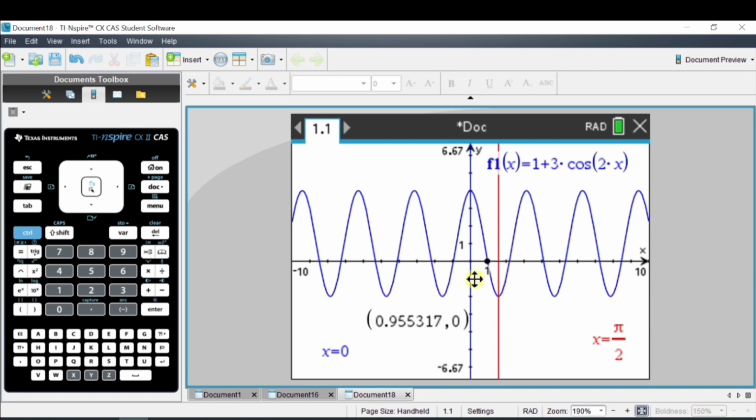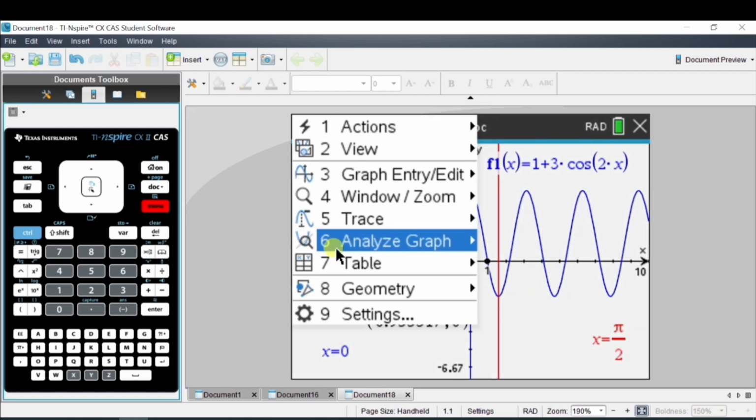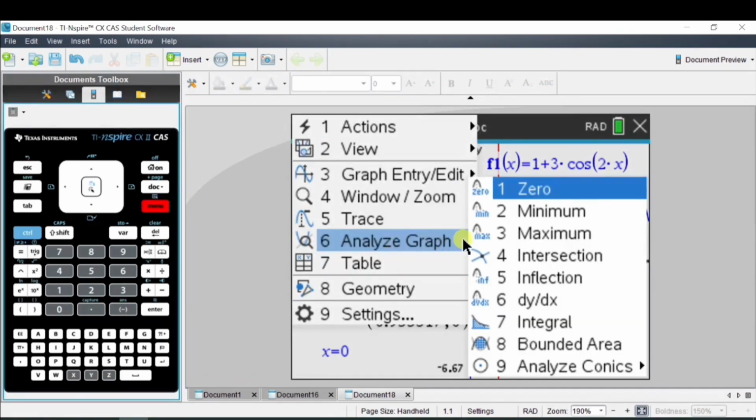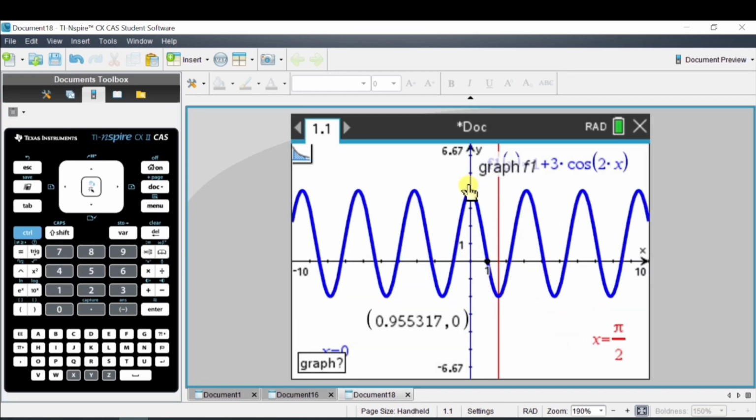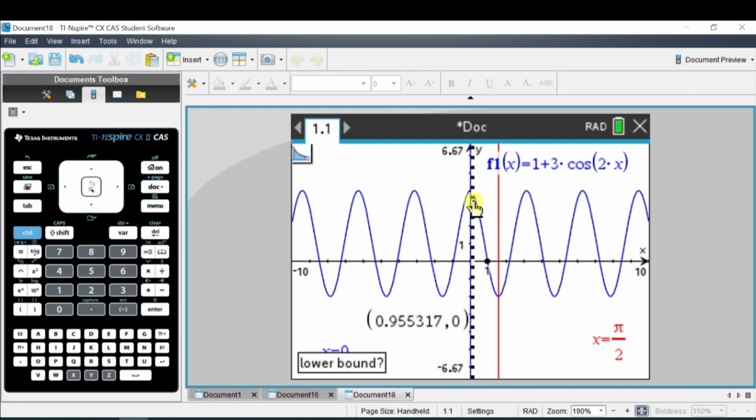So now when I integrate, I want to start at the y-axis, and I'm going to drag my integration line to this point. So I'm going to click on Menu, click on Analyze Graph, and then go across to Integral because I want to integrate. I click my graph, which is going to be this graph here. Now I've got to pick my lower bound.